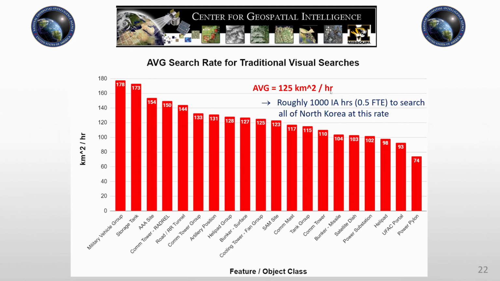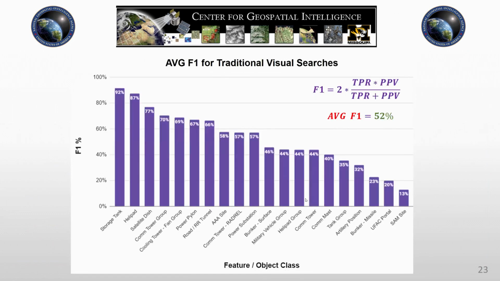So on average, they could search these corridor geocells at roughly 125 square kilometers an hour, the fastest being the military vehicle group, and the slowest being the power pylons. But the average was about 125 hours. If you're extrapolating that to how long it would take to search all of North Korea for one of these things, on average, that would be about 1,000 hours, or basically half a person year, in order to execute such a search over a country-sized scale.